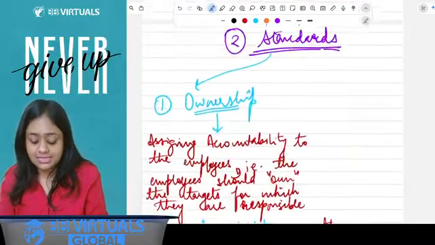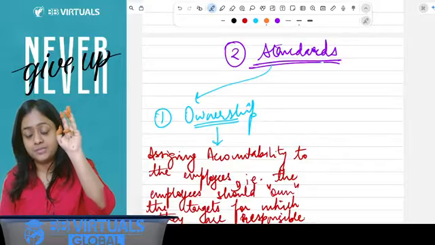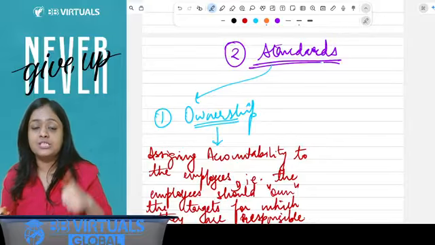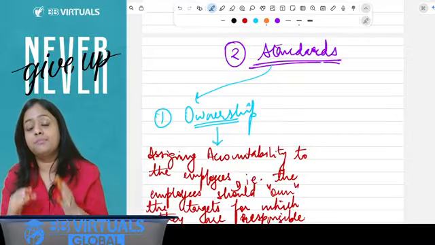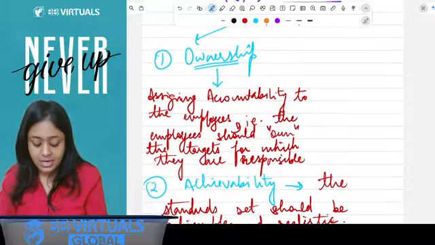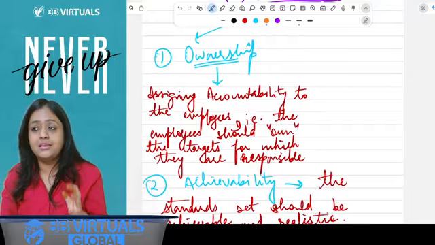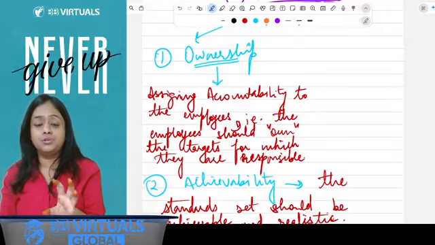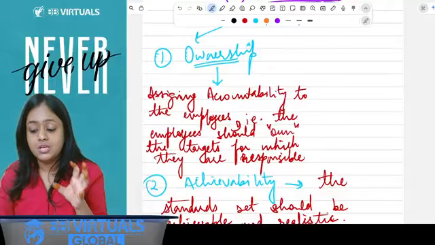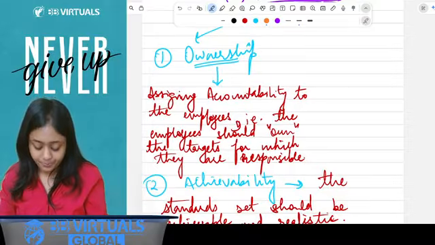Once you've done these six areas, then we go to standards. Again, standards have three subtypes, three sub-steps. First is ownership. It says that the manager should take ownership for the targets that they are setting. That means assigning accountability to the employees. It simply means that the employees should think that it is their own targets. So employees should own the targets rather than feeling forced upon.